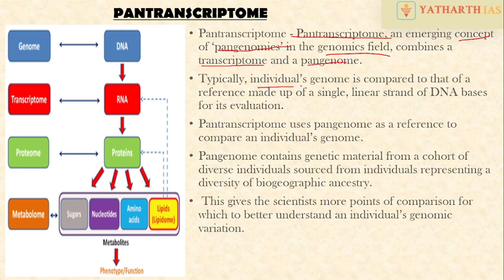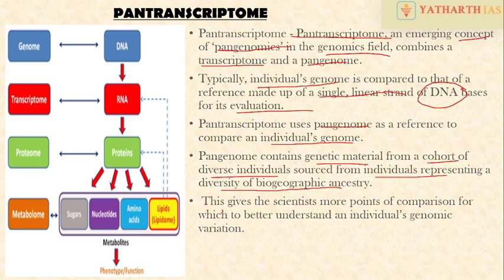Typically, an individual's genome is compared to a reference made up of a single linear strand of DNA as the basis for its evaluation. So the transcriptome uses a pangenome as a reference to compare an individual's genome. This pangenome contains genetic material from a cohort of diverse individuals, sourced from individuals representing a diversity of biogeographic ancestry. So this gives the scientists more points of comparison to better understand an individual's genomic variation.